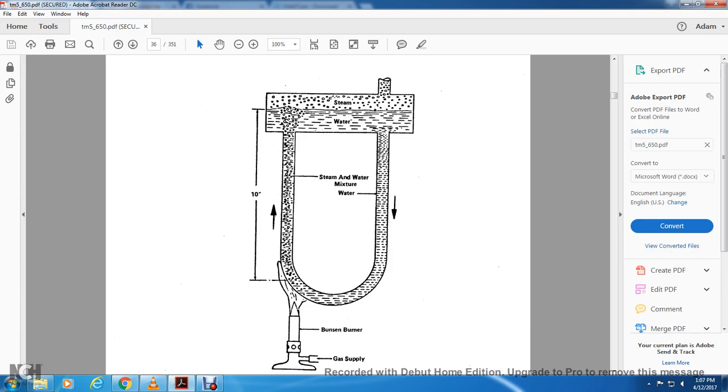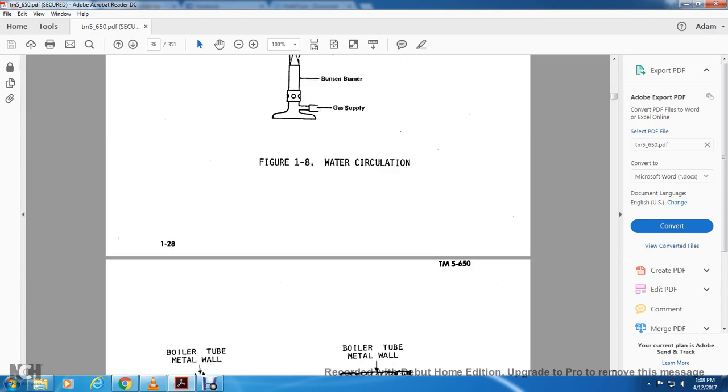Alright, water circulation. This shows the loop with a Bunsen burner on the gas supply, heating the coil at the bottom of the water through a tube. The water goes through the tube and the steam rises out, and the water goes into circulation in about 10 inches.